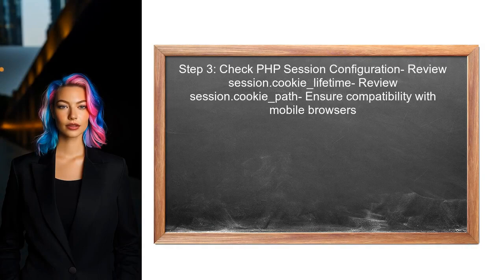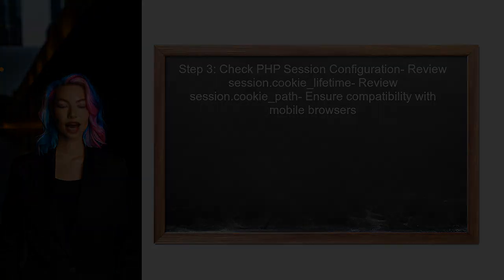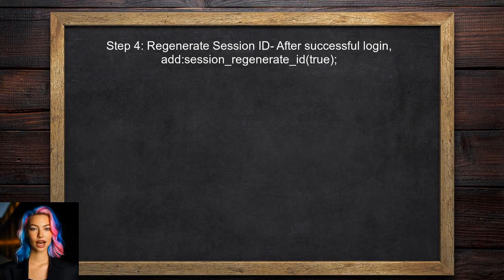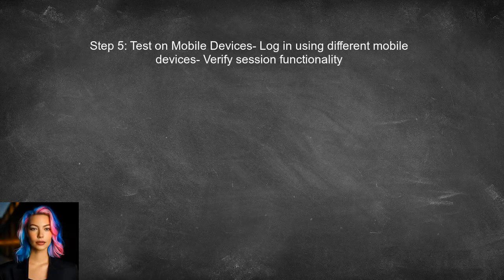Additionally, the user should check the session configuration in the PHP settings. Specifically, they should look at the session cookie parameters to ensure they are compatible with mobile devices. If the issue persists, the user can try regenerating the session ID after a successful login. This can be done by calling session_regenerate_id right after setting the session variable. Finally, the user should test the login functionality on multiple mobile devices to ensure that the changes have resolved the issue. This will help confirm that the session works as expected.